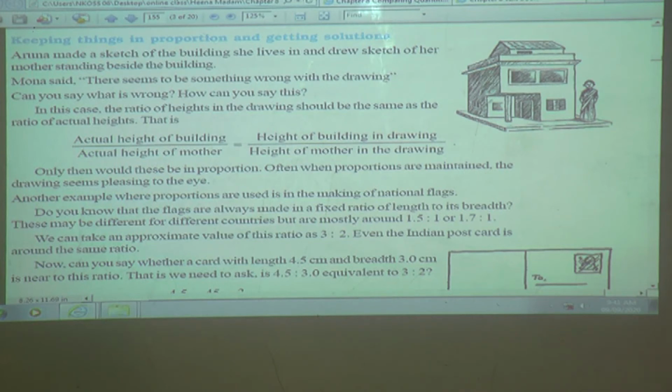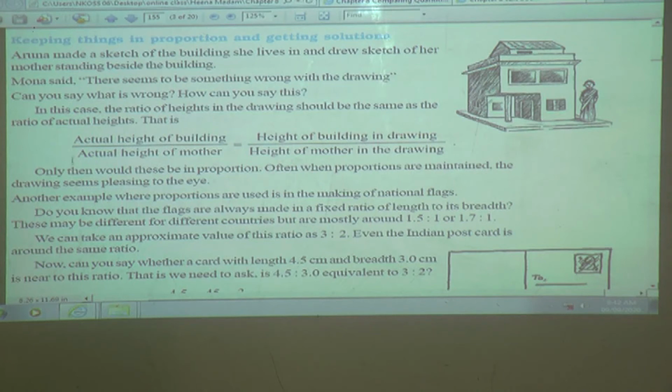The actual height of a building, what is the actual height? Practically where Aruna is living, and the actual height of her mother. What is Aruna's mother's height? That actual height is equal to the height of the building in the drawing. Now suppose they measure with a ruler, what will be the height in the drawing? They have to write it here. And the height of the mother in the drawing, with the help of a ruler they can measure and write it.